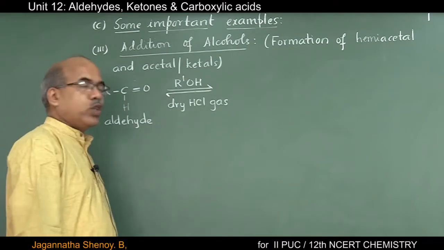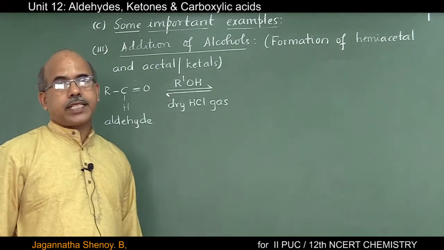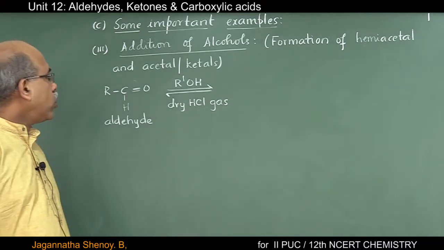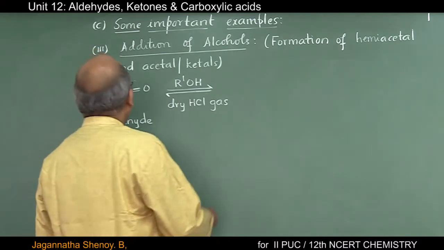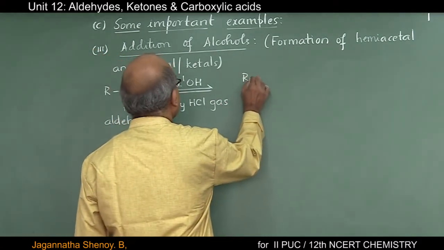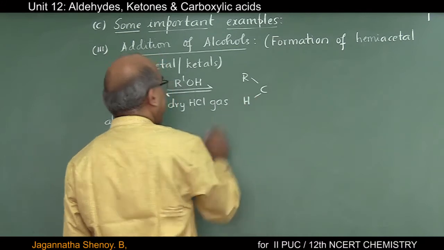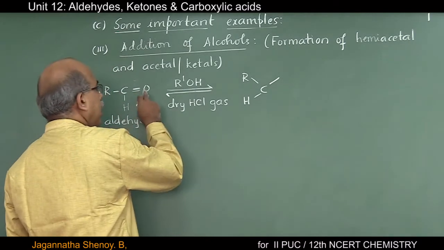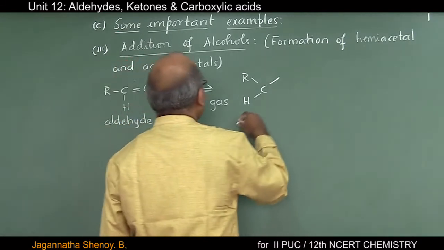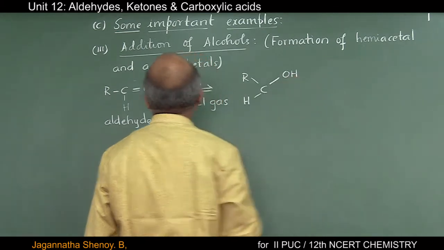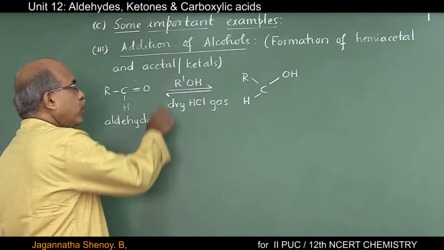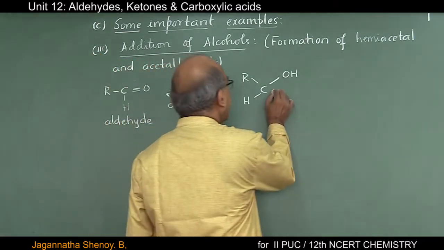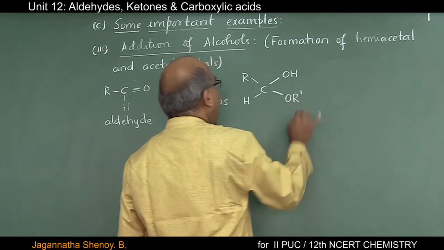This reaction is found to take place only in the presence of dry HCl gas, not even in the presence of dilute HCl. So in what way does the reaction take place? It is R single bond C single bond H, and I told you this double bond should become single. The negative oxygen gets attached to positive hydrogen, so it's an OH, and the nucleophile R-O minus gets attached to carbon. So what we get here is nothing but OR dash.